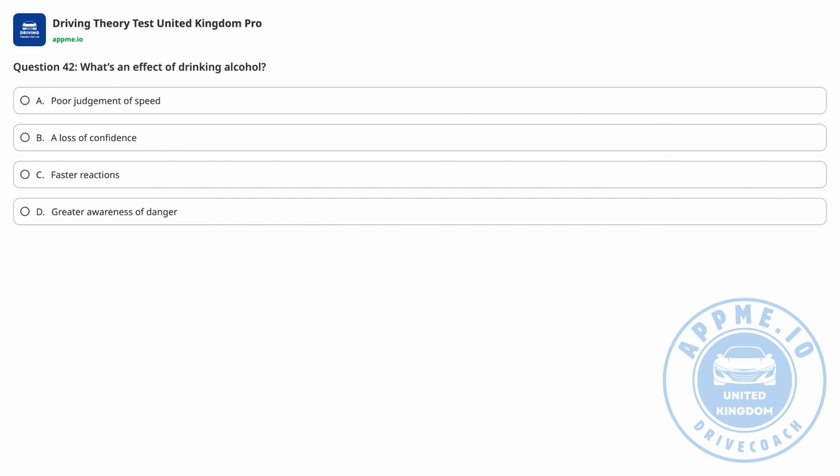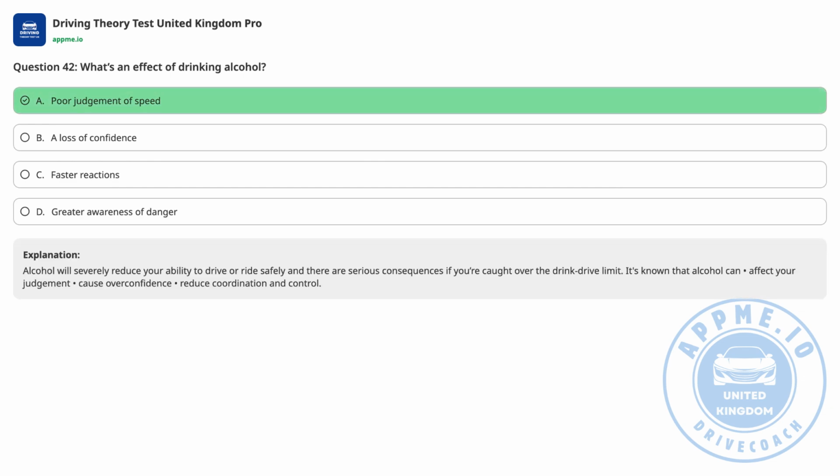Question 42. What's an effect of drinking alcohol? A. Poor judgment of speed. B. A loss of confidence. C. Faster reactions. D. Greater awareness of danger. The correct answer is A.